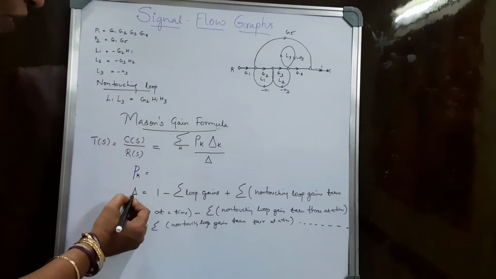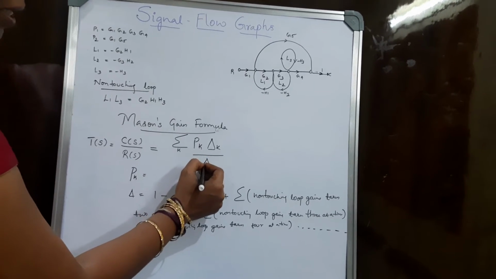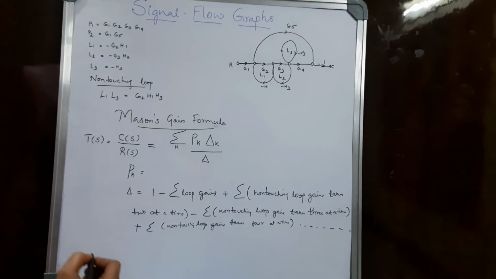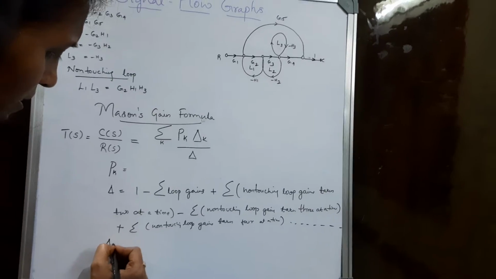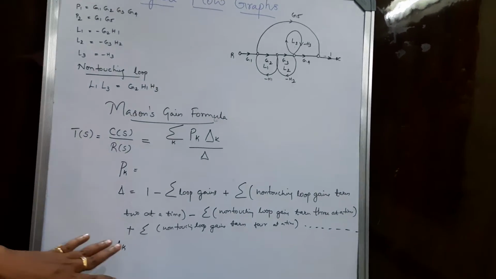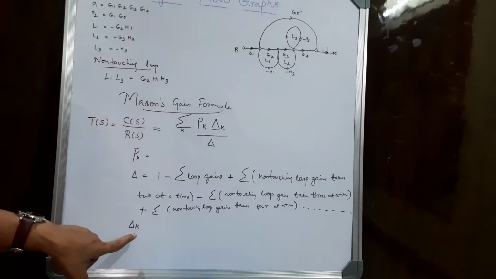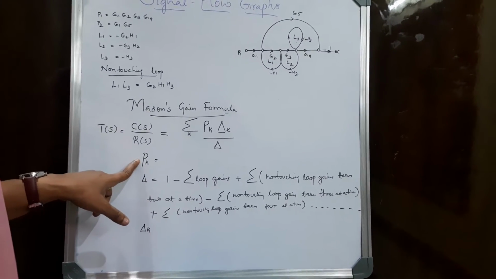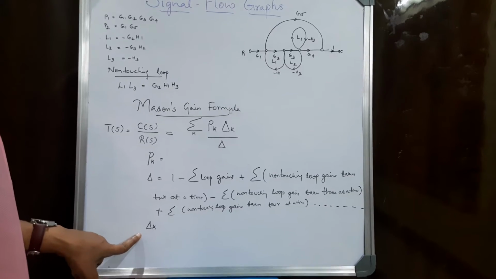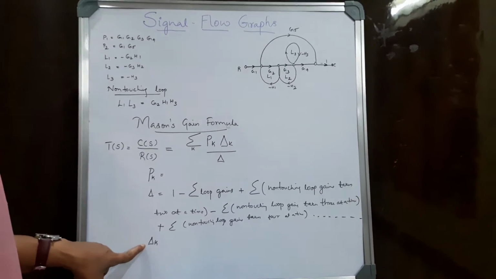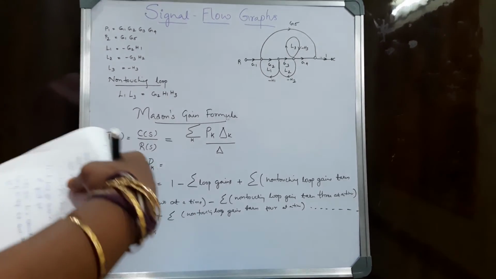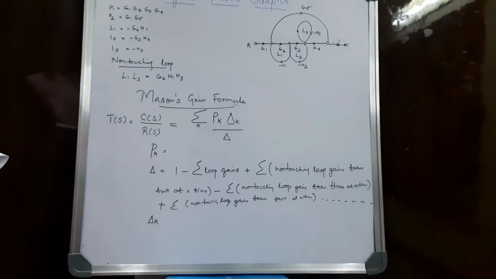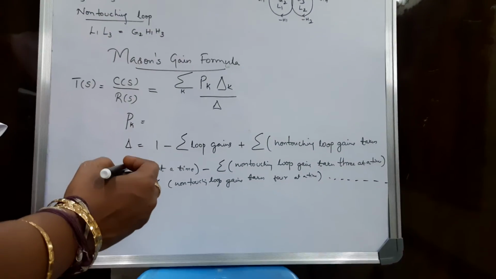This is how we have to find out the delta which is in the denominator. Now let's find out what is delta K. Delta K depends on the number of forward paths. So suppose if we have 2 forward paths, here we will be having correspondingly 2 delta k's. So how do we define this delta k?